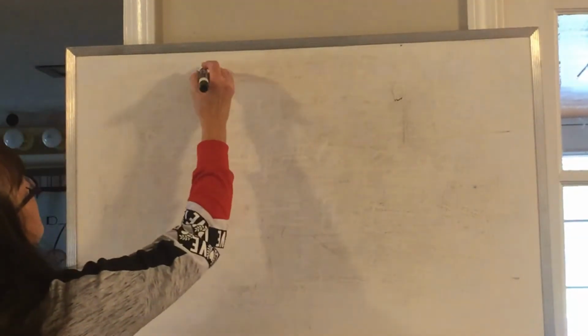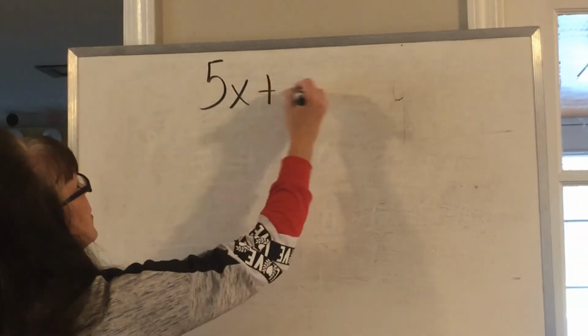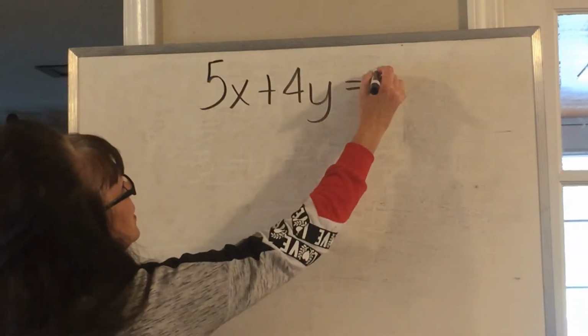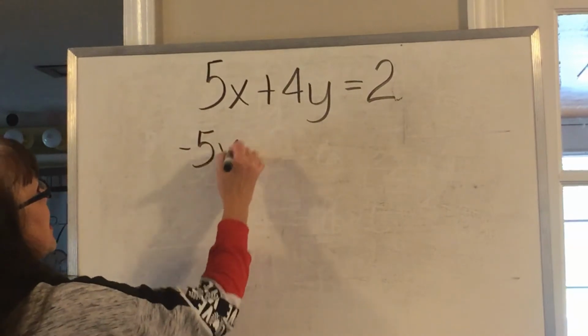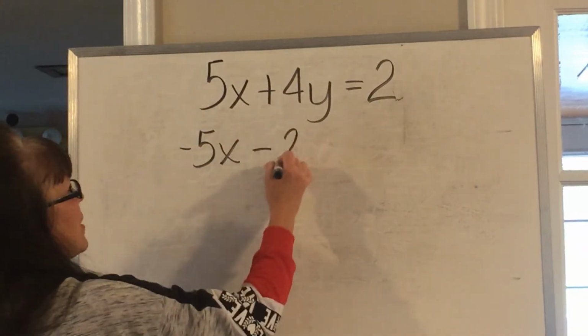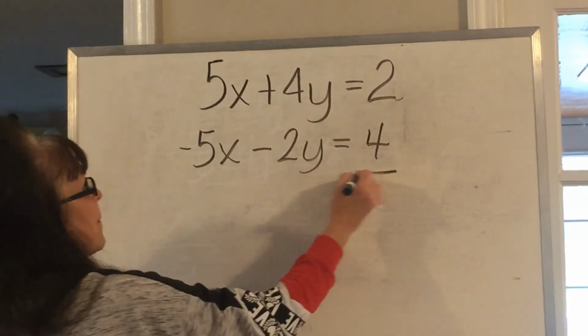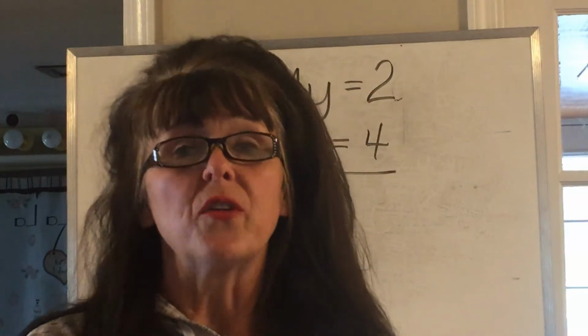So this one, 5x plus 4y equals 2, and negative 5x minus 2y equals 4. Now, again, we're starting something new. What's it called? Elimination method.